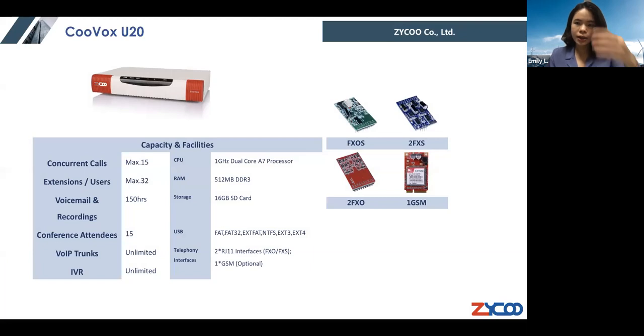Let's briefly go over all the models. For the U20, it can support a maximum of 15 concurrent calls and a maximum of 32 extension users. I have listed the modules that the U20 can support on the right side. It can support a FXO, 2 FXS, 2 FXO, and 1 GSM.